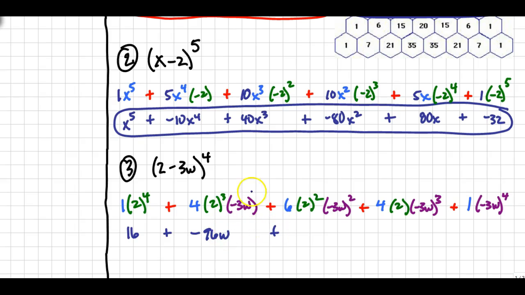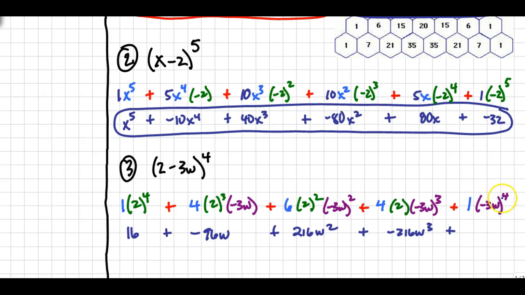There's only a single W there because there's no power. Here, make sure you do 2 squared and negative 3 squared. So we've got 6 times 4 times negative 9. Again, you can go in multiple orders here. Regardless of the order you go in, you should get 216W squared. If we continue on here, negative 3 cubed is negative 27 times 8. It's negative 216.